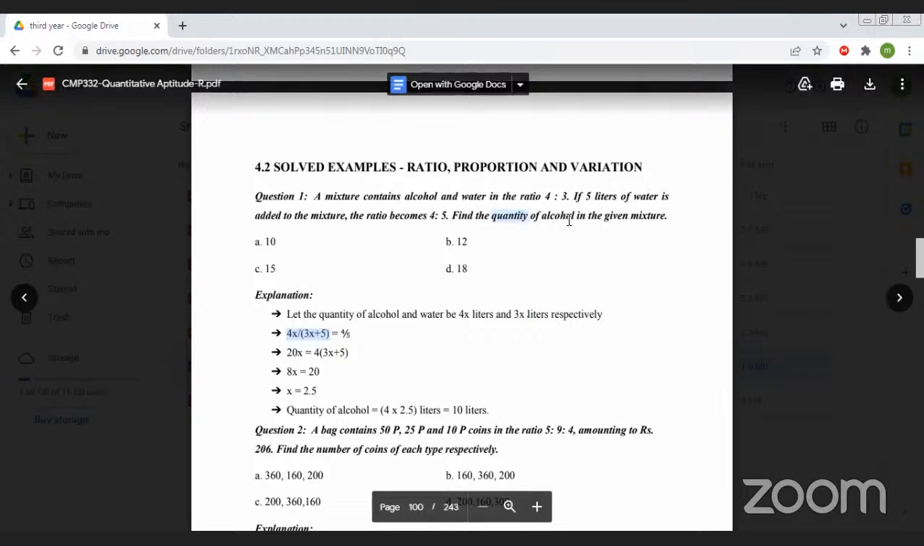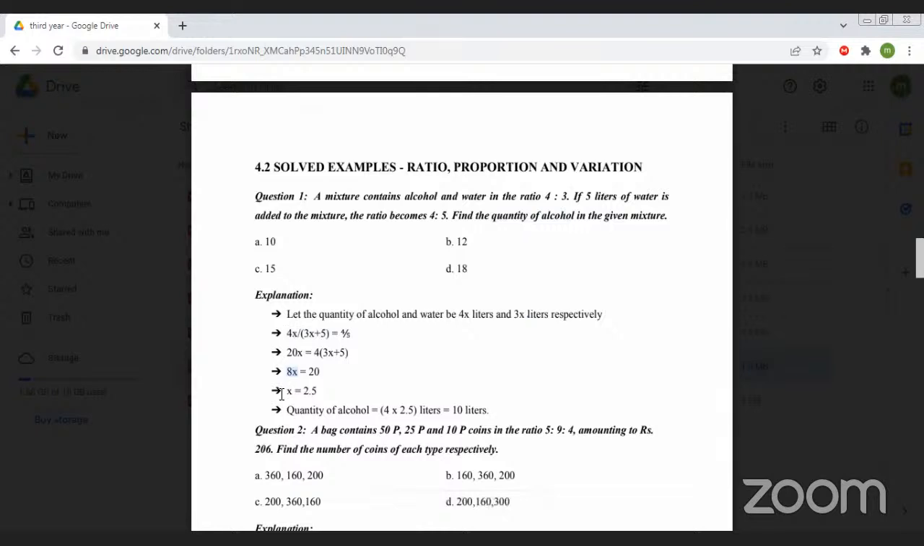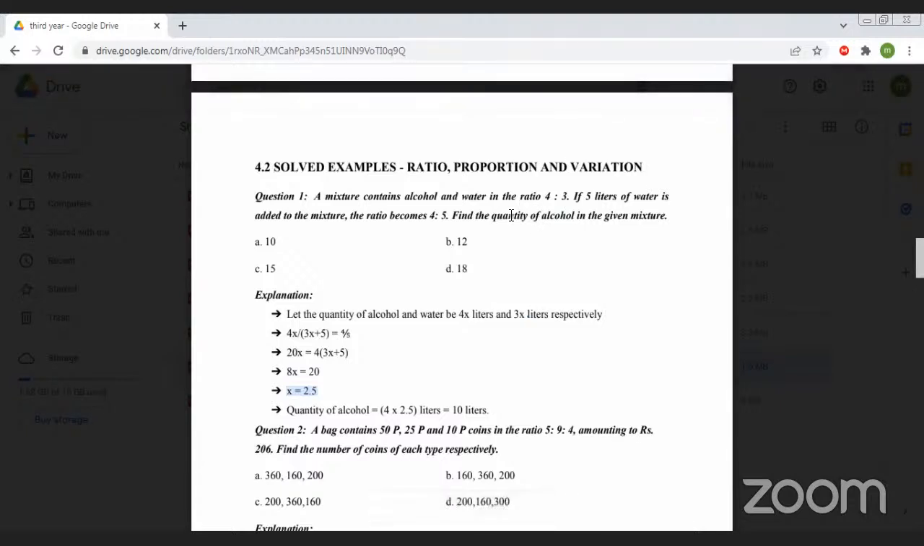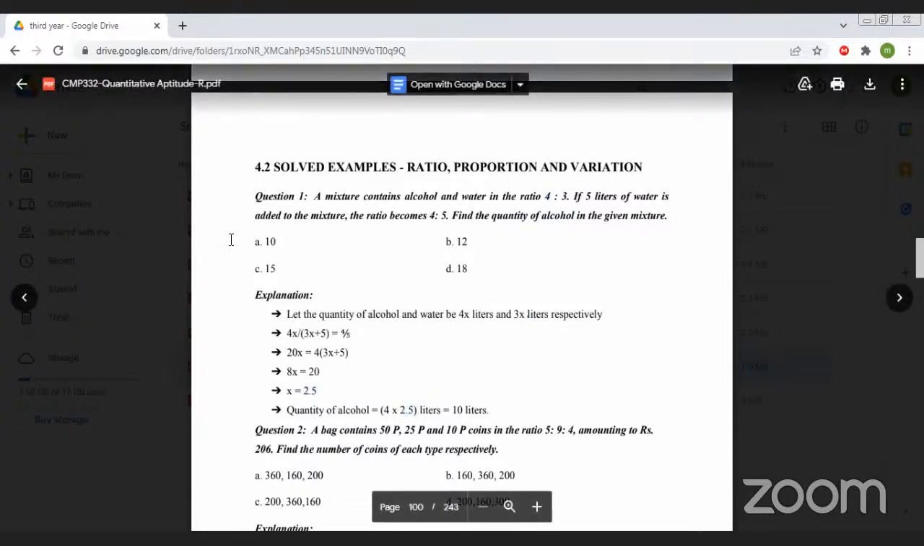So you need to find the quantity of alcohol, which means you need to find x. When you solve the sum, the x value will be 2.5. But originally, what you need is the quantity, right? So 4x is the quantity of alcohol. So 4 into x will be my answer. That is 10 liters.